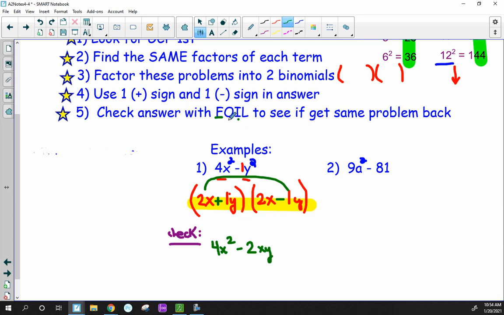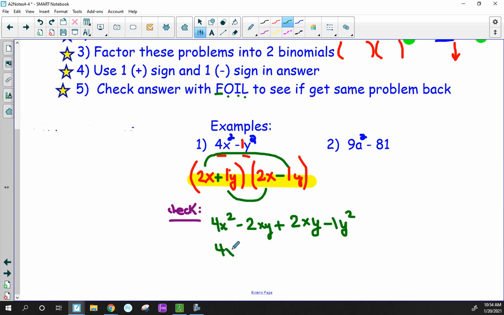Inside, inside 1y times 2x. Positive 1 times positive 2 is positive 2. Y times x is yx or xy. I always like to write it in alphabetical order. And then the L in FOIL is last. Multiply this term times this term. Positive 1 times negative 1 is negative 1. Y times y is y squared. And what's supposed to happen in the check is once you combine like terms, you should get back the same problem you started with.